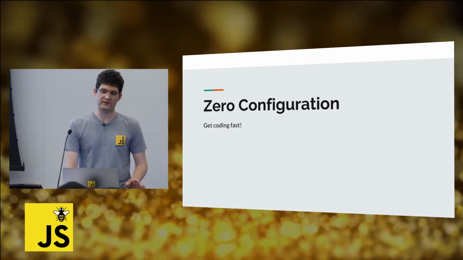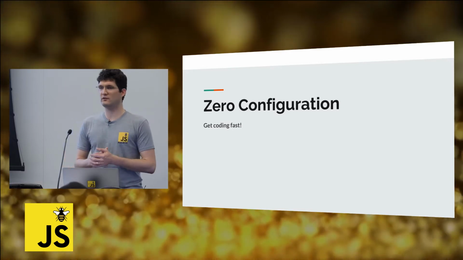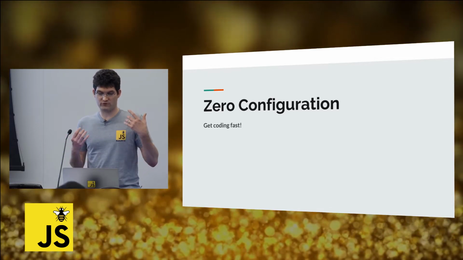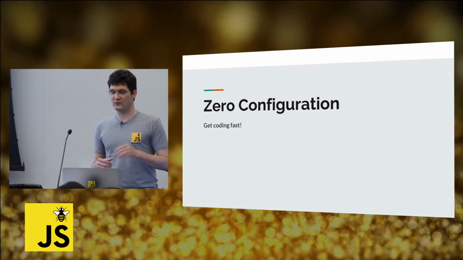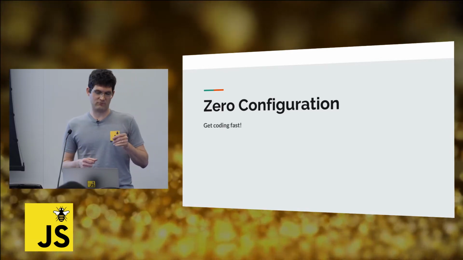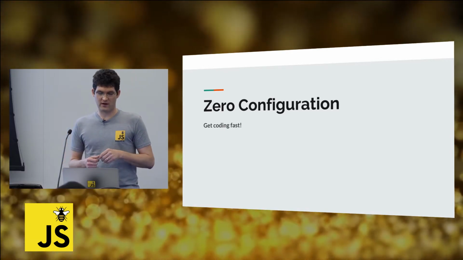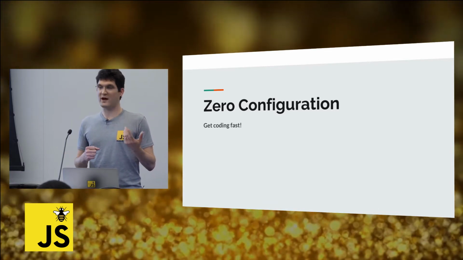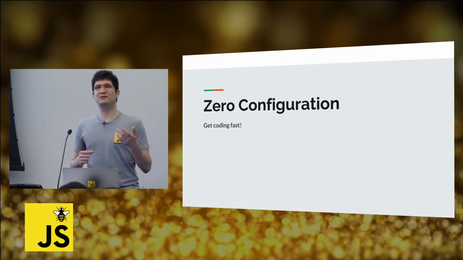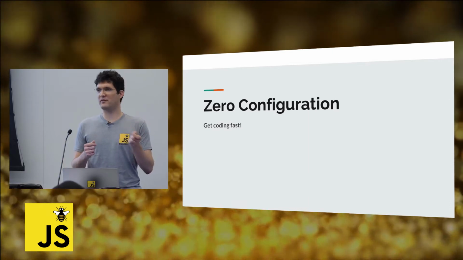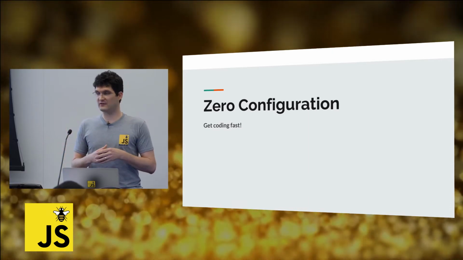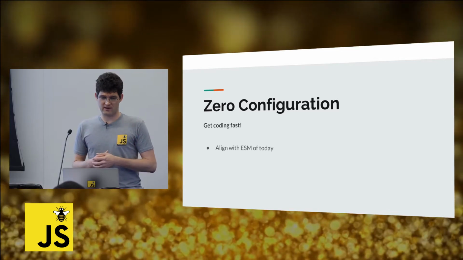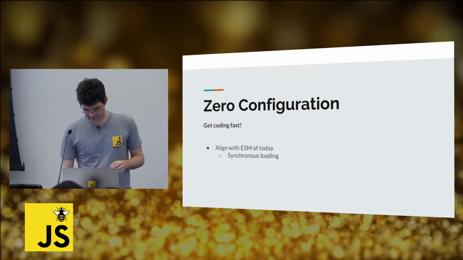It's zero configuration by default. Everything you're used to doing with Babel for ESM syntax will just work with the ESM loader. So node -r esm, if you init a package with ESM, your CommonJS, so if you want to import Lodash, for example, and you import the pick method from Lodash, that just works out of the box. You don't have to opt into anything, configure anything, so you can get coding fast.